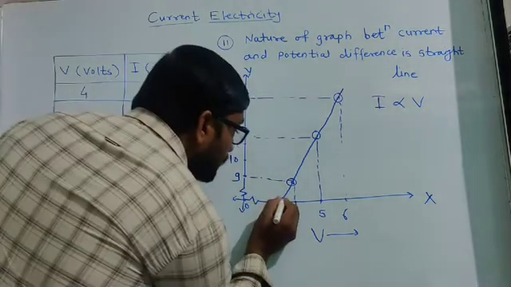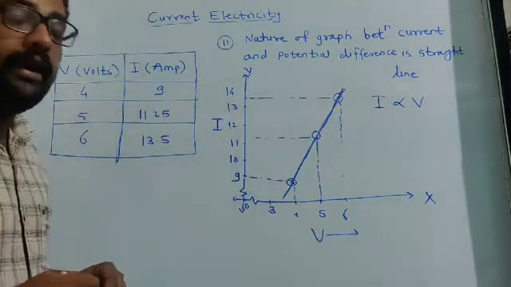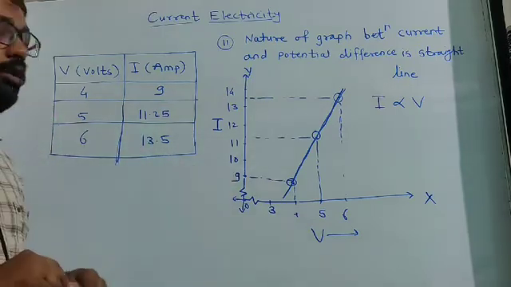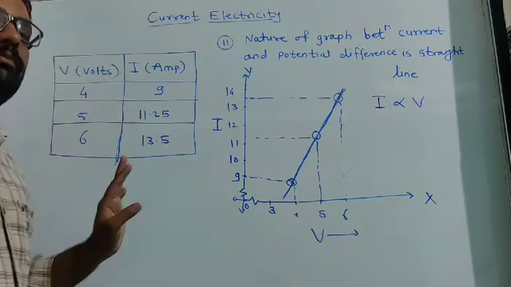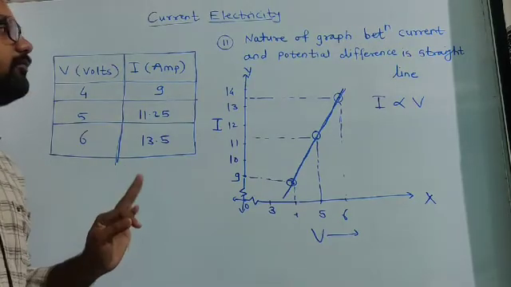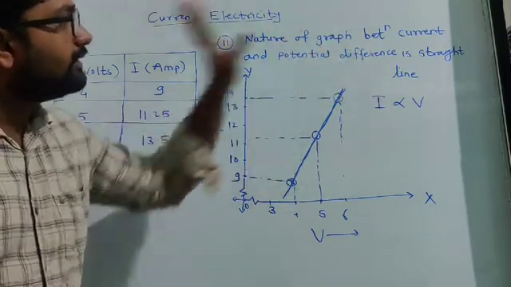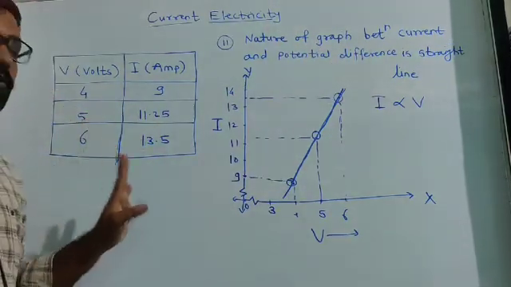So this graph is a straight line, which means it obeys Ohm's law. But our question is only about the nature of the graph. So in the answer we have to write that the nature of this graph is a straight line. That is the answer to this question.